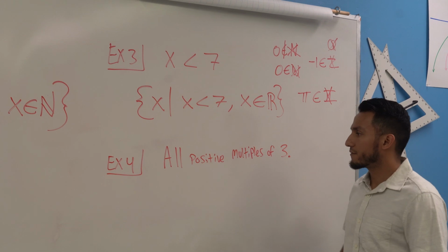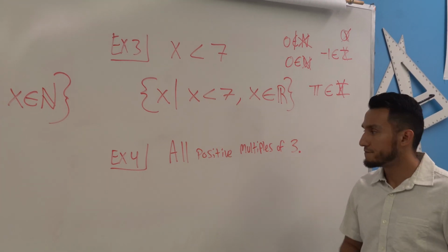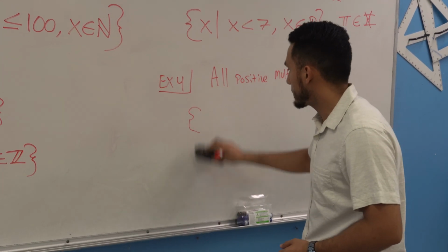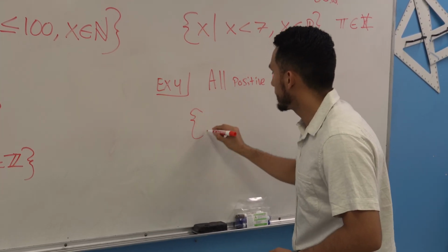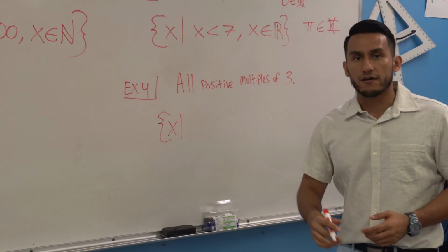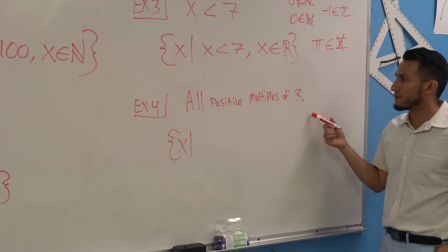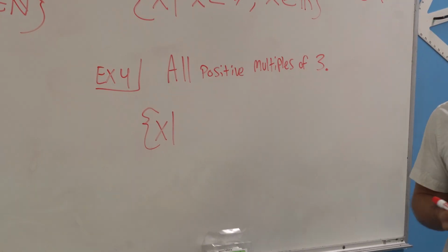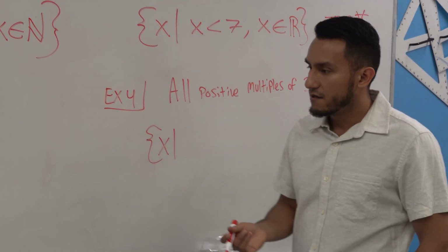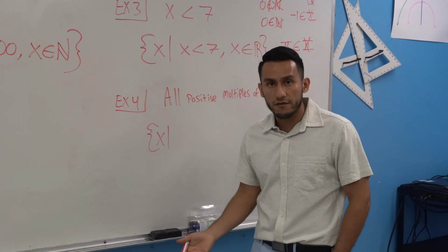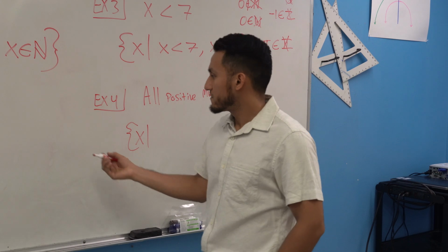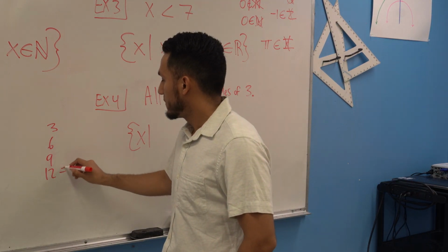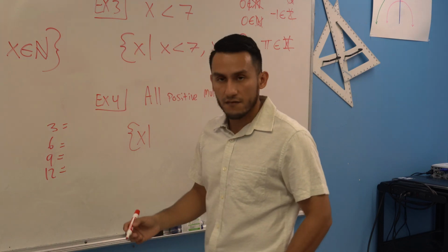Then we have example number 4, all positive multiples of 3. So in this example, we're going to go ahead and start with the curly brace. It's going to look like this. X such that, now we're going to create a rule that allows us to talk about all positive multiples of 3. So first of all, we're talking about multiples of 3, right? So how do you find multiples of 3? Multiples of 3, as long as you multiply by 3, you're going to end up getting a multiple of 3. So for example, 3, 6, 9, 12. These are all multiples of 3, right?